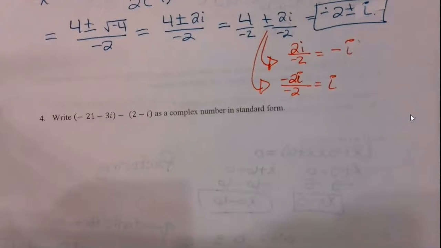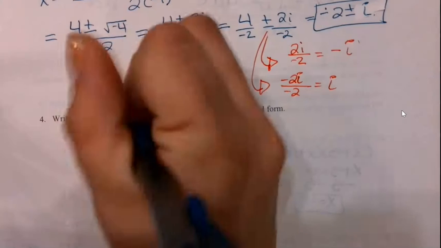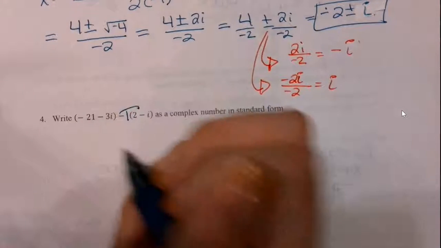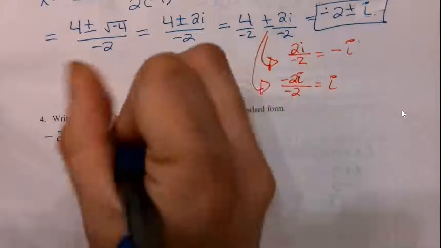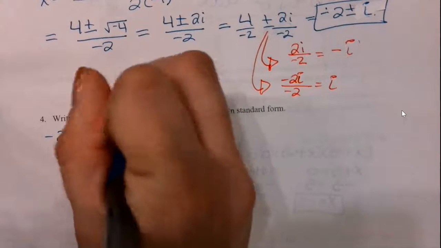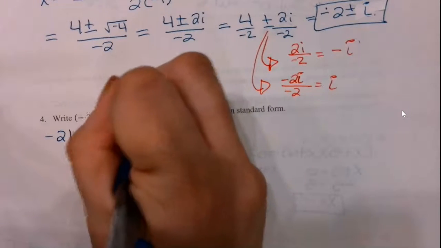Moving forward, it wants me to write this as a complex number in standard form. So what I want to do here is first distribute that negative and then combine like terms if I can. I'm going to treat the i's like variables. So I'm going to distribute this like it's a negative 1. So I have negative 21 minus 3i, and then minus 2, and then I distribute over here, and I get plus i.